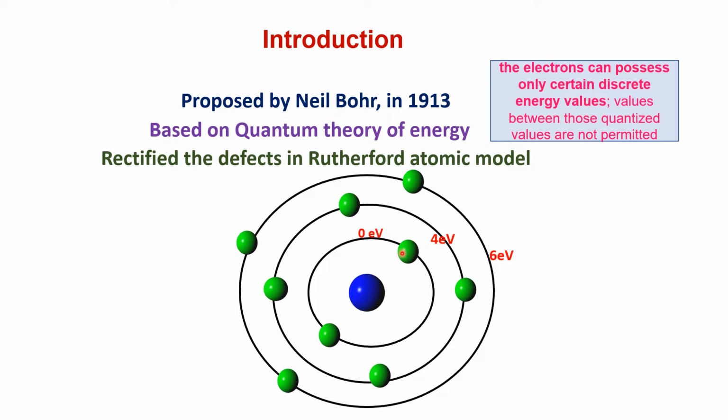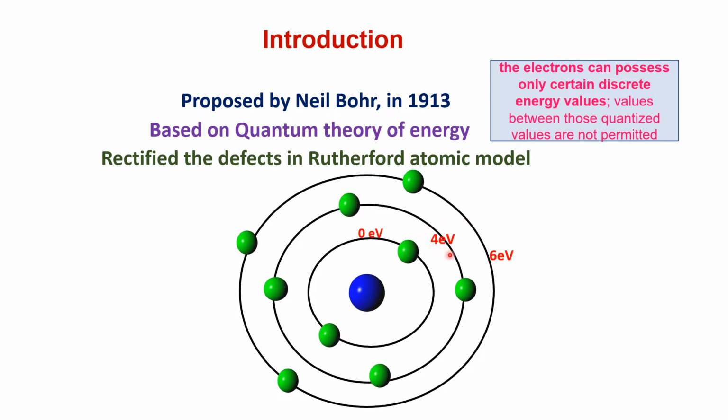Now if the electron from the ground state level absorbs an energy equal to 4 electron volt, then it will jump from the ground state level to the first energy level. If the electron from the ground state level absorbs the energy equal to 6 electron volt, then it will jump from the ground state level to the second energy level.